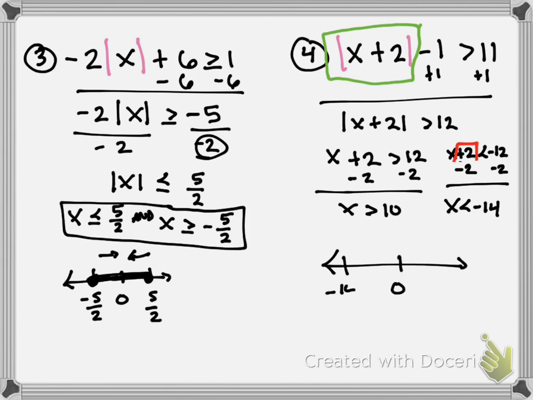These are going to be open circles. So greater than 10 means I'm shading out this way. Less than negative 14 means I'm shading out this way. So this is an OR.